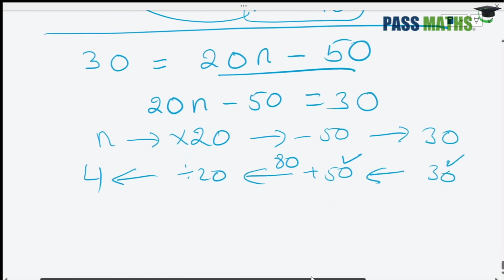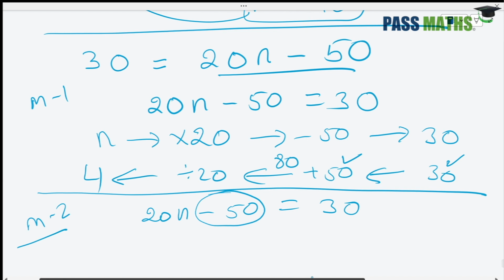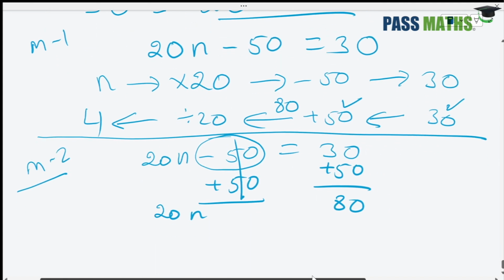But remember, my emphasis is to help you develop the proper method as well. That's method number 1. Method number 2: let's write 20n minus 50 is 30. Opposite of minus 50 is plus 50. The inverse of negative is positive, so plus 50 here, plus 50 here. That makes 80. This cancels out, leaving 0, 20n.